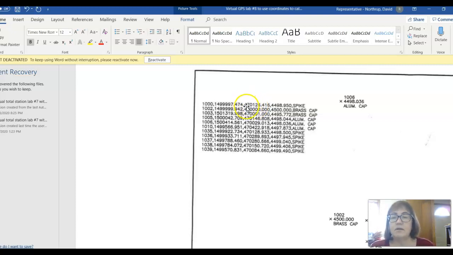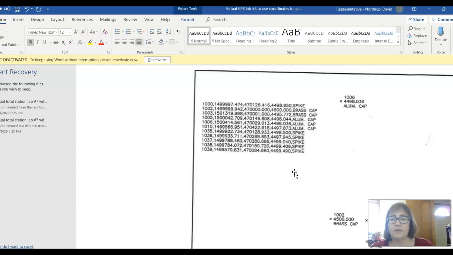The next is the east coordinate, or relative or assumed east coordinate, 470126.416, from once again some relative or arbitrary point off the survey course. The third piece of data, 4499.950, is the elevation above mean sea level of that point. And the last column gives you a description, whether it's a spike, a brass cap, an aluminum cap, or it could be something else as well.